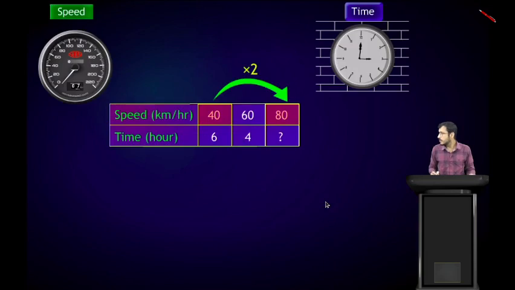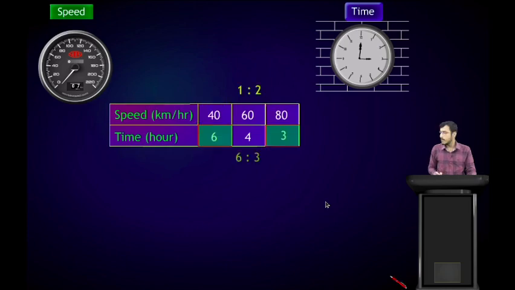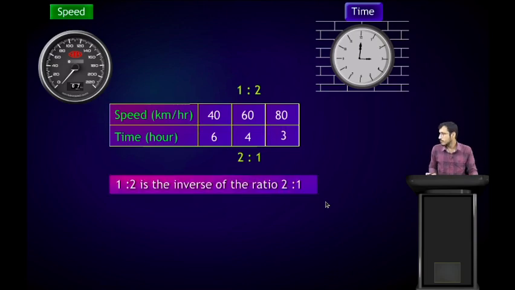Here the speed 40 is increased 2 times, to 80, and yes, the time will decrease. So 6 hours divided by 2, that will be 3 hours. We can find this out by ratio also. 40 to 80, that is 1:2, and 6 to 3, that is 2:1. So 1:2 is the inverse of the ratio 2:1.